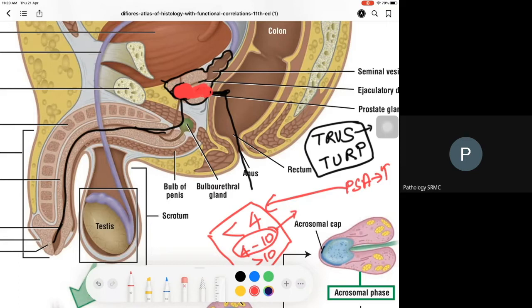That's where they do the PSA level, and most of the PSA is bound to albumin, and there is some portion that is not bound, and that is known as free PSA, and that ratio is very important. If the free PSA is more, it favors benign.